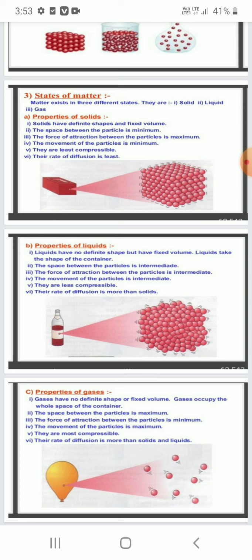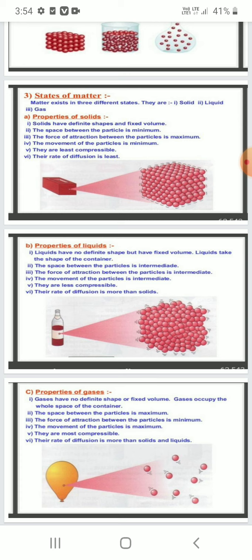They are less compressible. In a bucket filled with water, if you apply pressure, the water will come out. So we can say it is not easily compressible, it is less compressible. Then the rate of diffusion is more than solids. You can compare it with solids. Do not compare it with gases, the gases one is the topmost. Compared to solids, it is more.